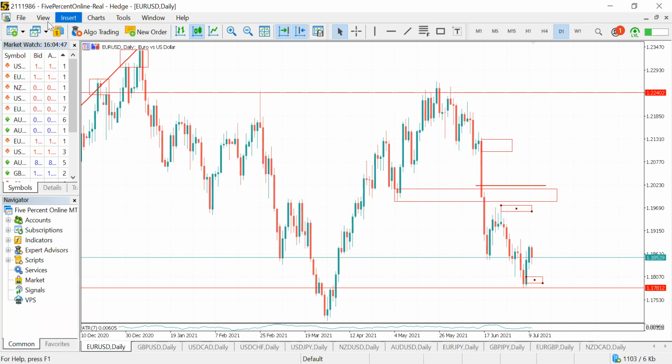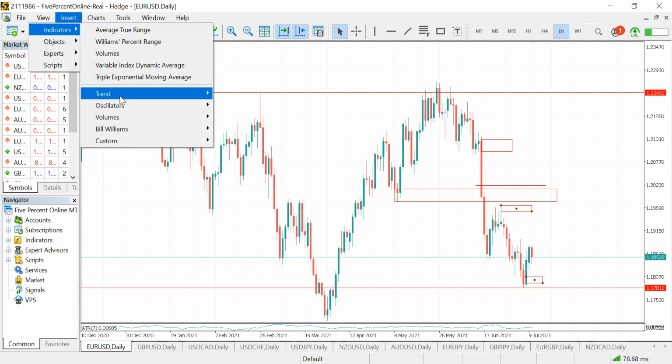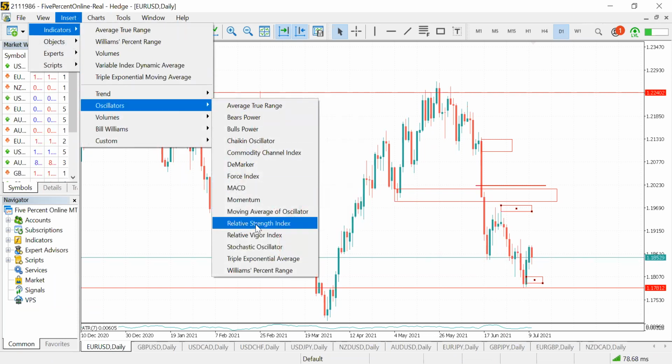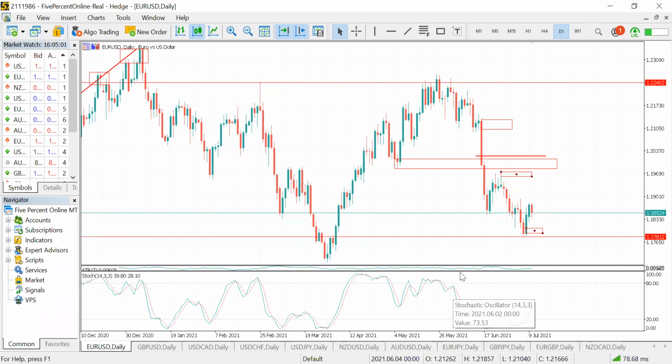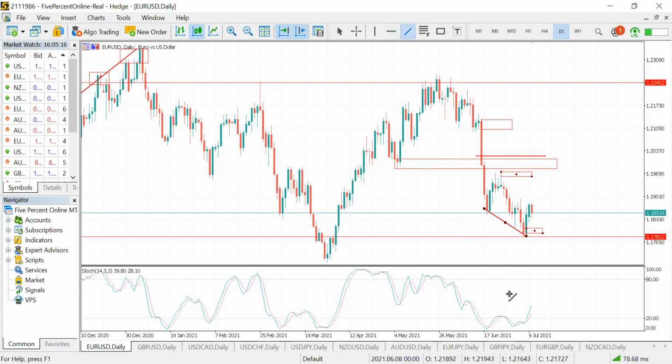Let me throw an indicator, because I think there might be some divergence here. Let me confirm that. One second. Let's throw a stochastic. Okay, and look at this. We had lower lows on the dailies, but I hope you see this, we have a higher low on the stochastic. So there's the divergence here.